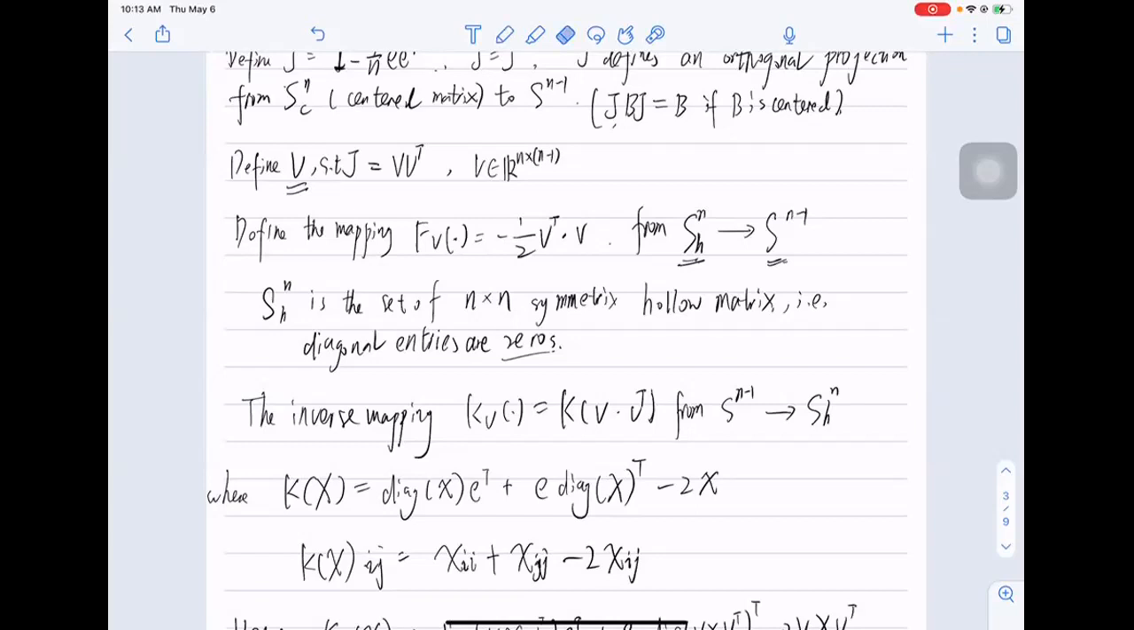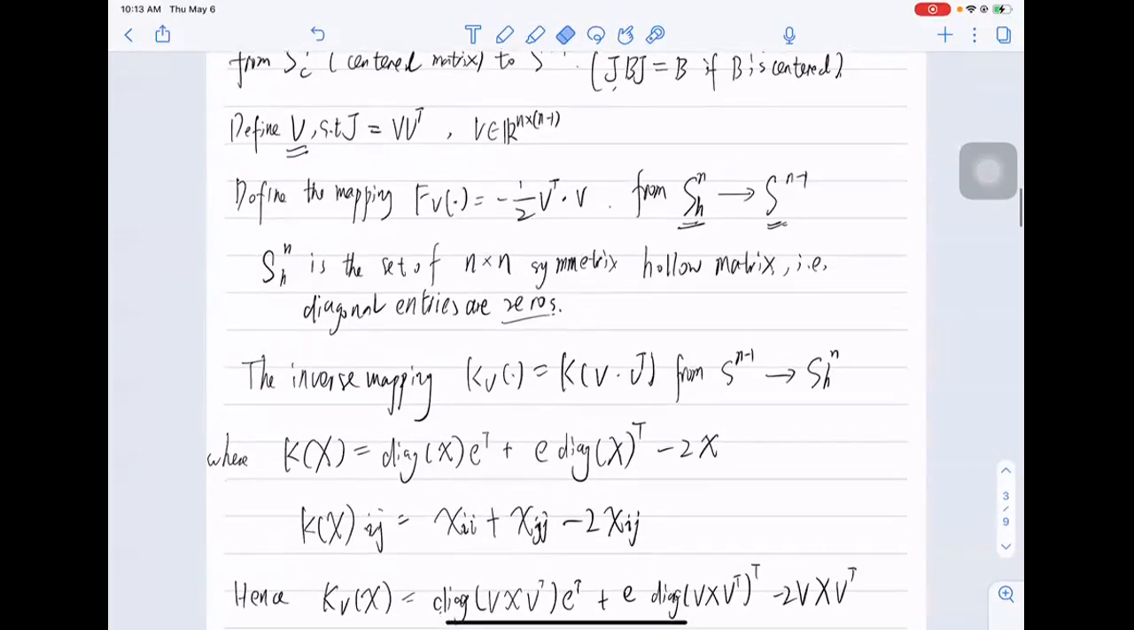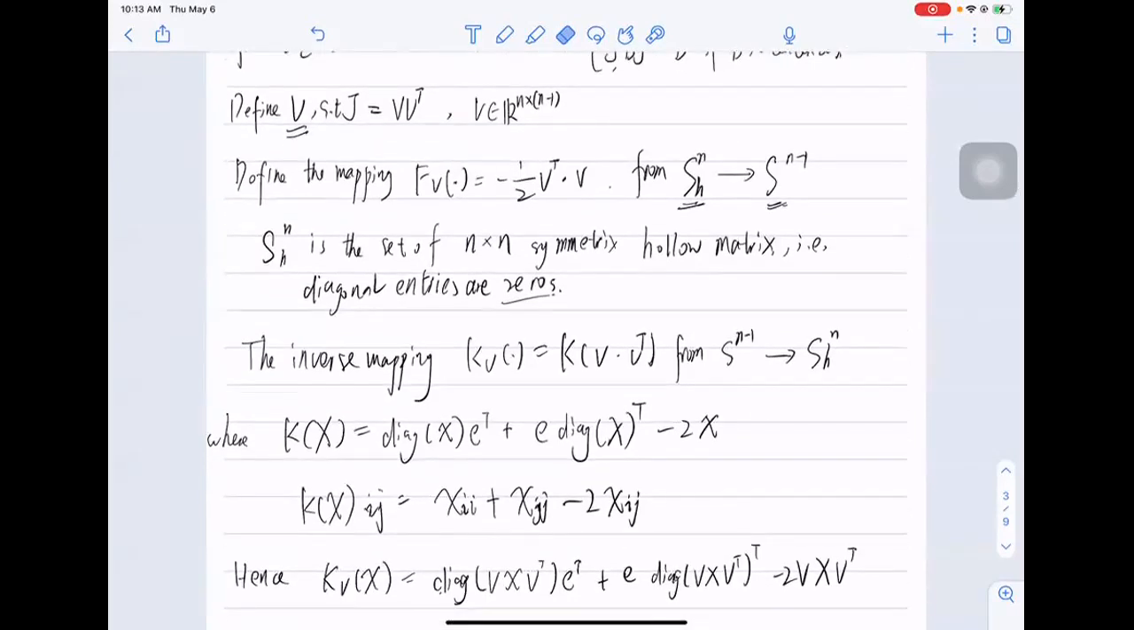Because the matrix is hollow, with zero diagonal, S_H^n has the same dimension as the space of n minus 1 by n minus 1 symmetric matrices. Basically our EDM matrix is a hollow matrix because the diagonal of an EDM is zeros.